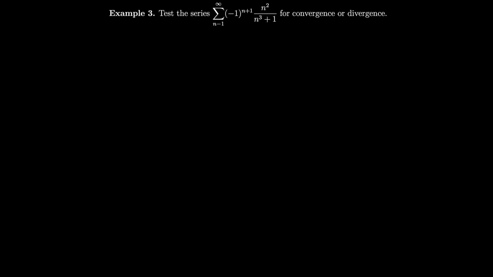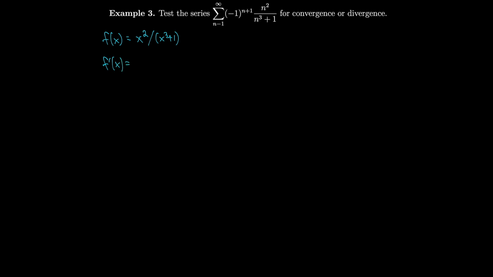Okay, how about this series? Well, it definitely alternates. It's not clear whether the terms are decreasing though. So how about we take a look at a corresponding function? Because we do have some calculus tricks that tell us when functions are decreasing. So if we look at the function x squared over x cubed plus 1, then we can look at the derivative.